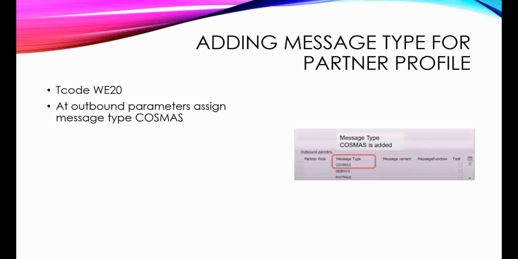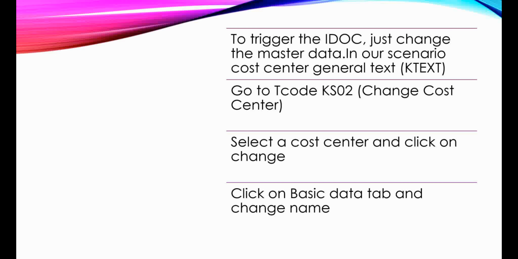In the partner profile screen, we can see different options like output parameters and input parameters. In this scenario, we are creating an outbound IDoc. Because of that, we have to add the message type in the outbound parameters. Here I am adding the message type cost center master data to the partner profile. In the previous steps, we completed the configuration. In this step, we can test the master data change and see how the IDoc is created.